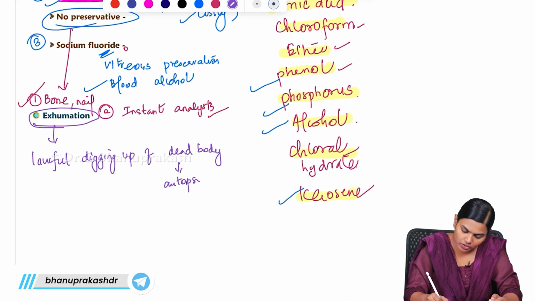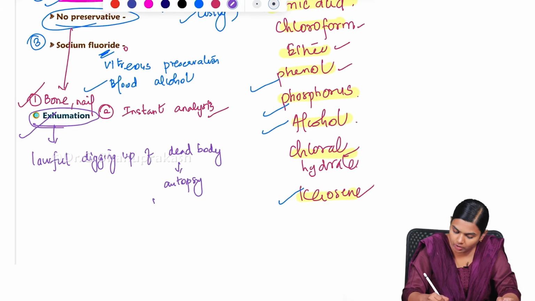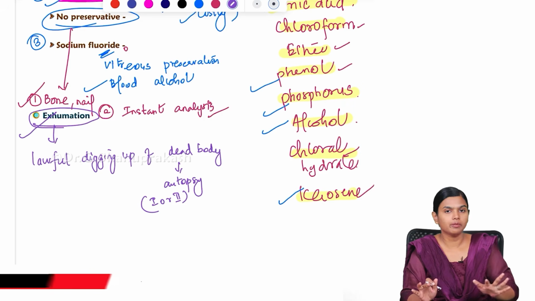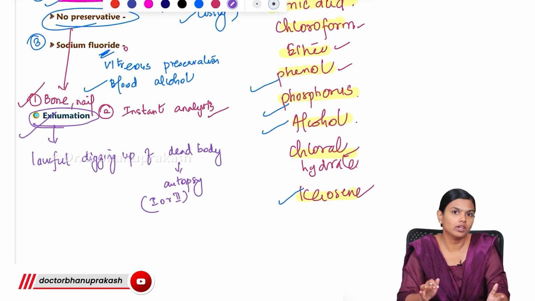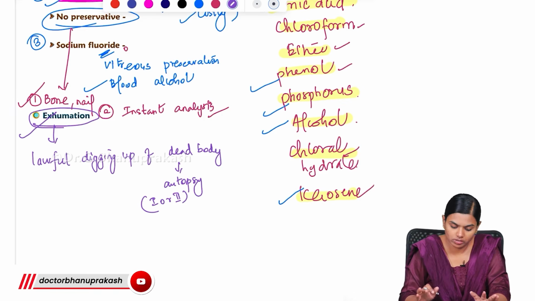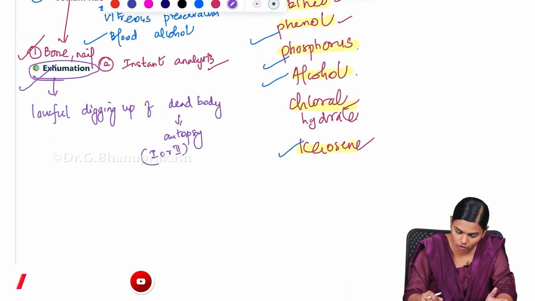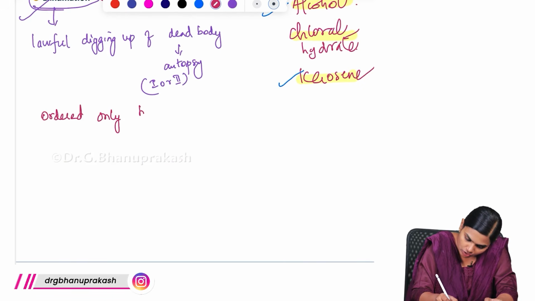This is exhumation. It can be either a first autopsy or a second autopsy. But it is already buried. Whether an autopsy was previously done or not, it is a buried body. You will dig it up and do the autopsy again. And exhumation can be ordered only by a magistrate.